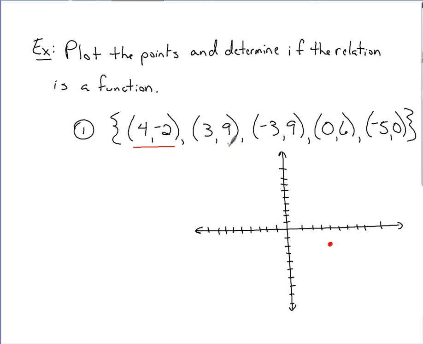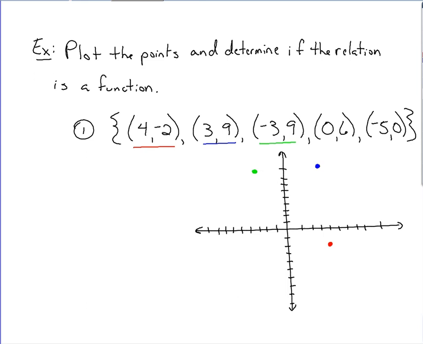Second point is 3, 9. So on the x-axis, go to where x is 3. The y-axis, line up where y is 9, plot a point. Got -3, 9. So let's see, x is -3, y is 9.